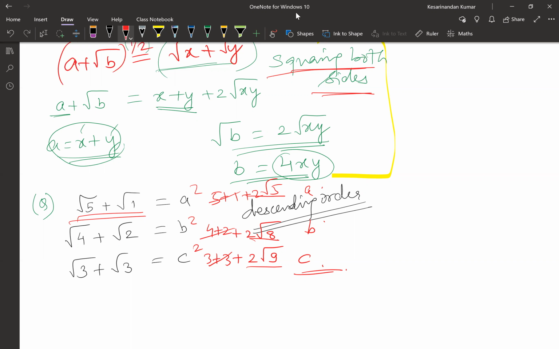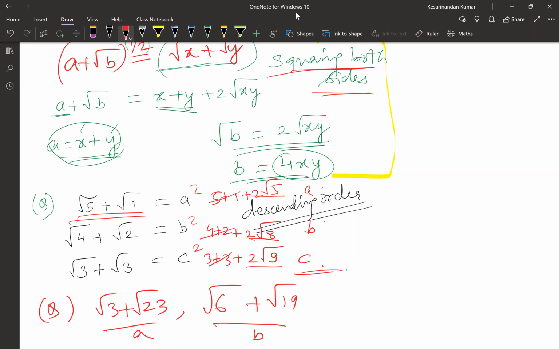So let's take one question on a similar front. 3 plus root 23, and this is A, this is B. Which one is bigger? It should be pretty easy, not more than 20 seconds.